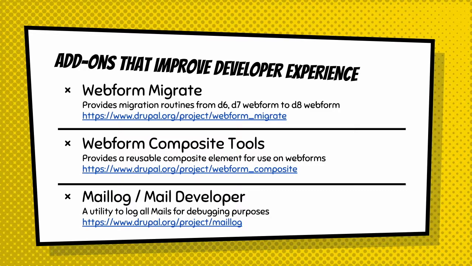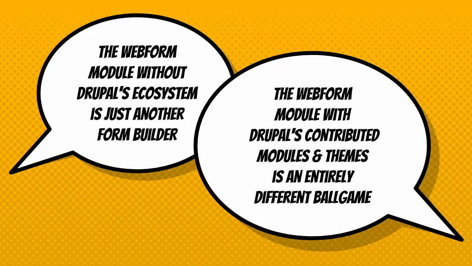There's the composite tools module, which just allows you to define reusable composite elements. If you're building a large bunch of forms and you want a series of reusable elements, it's helpful. It puts it in one place, and then it propagates to all your forms. If you're doing a lot of stuff with email, I just recommend the mail log module. When you turn it on, it just logs all your emails and doesn't send them out. It's really good best practice for any dev server.